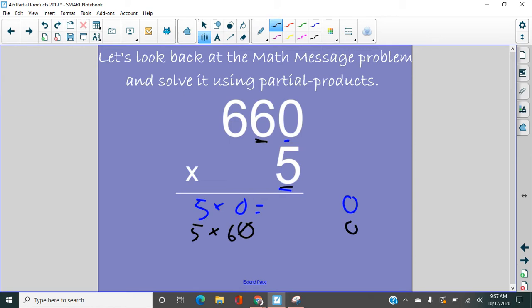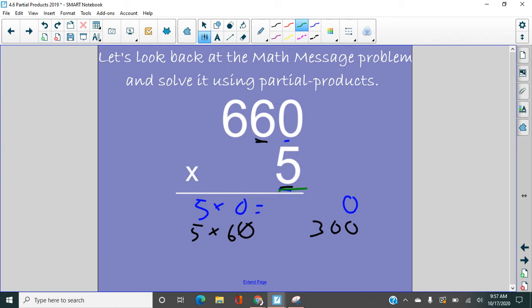And notice where I'm going to put the 300. I lined up the place values. I put the ones place under the ones place here. Okay, and that's key because I bet you can predict what we're going to do at the end with all of our parts. So now we've done 5 times 0, then 5 times 60.